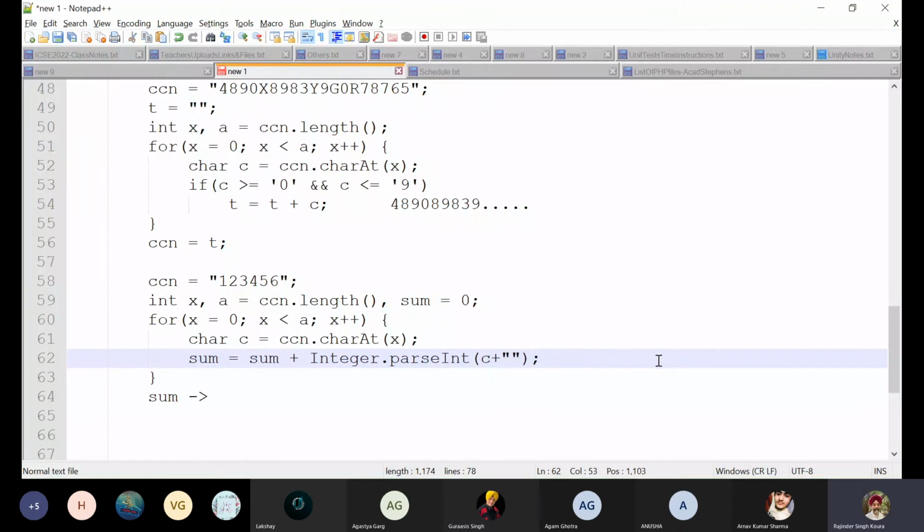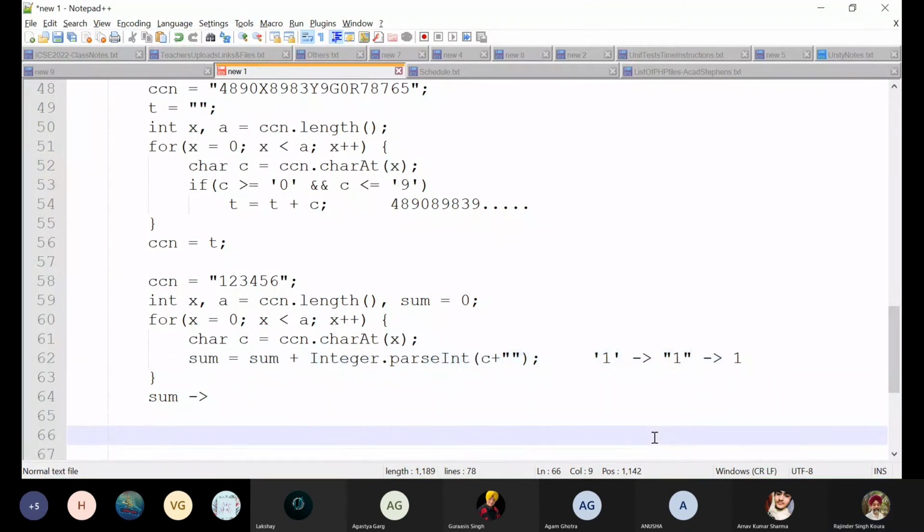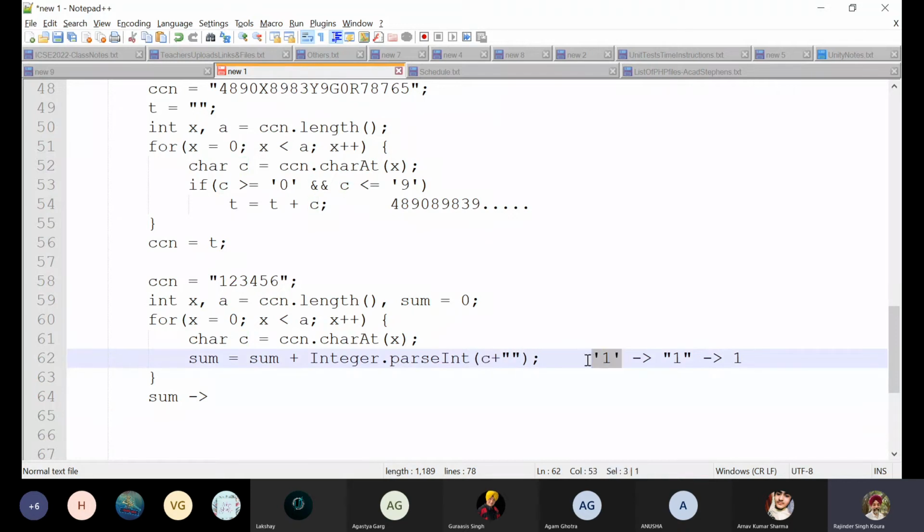So actually the first character that gets extracted will be 1. It will be in this form. Now C plus double quotes is actually going to convert that 1 into this. And integer.parseInt is going to convert that 1 in double quotes into this. So there is a difference, no? Yes or no? So this C is actually only this. C plus double quotes is going to convert it into a string 1. And integer.parseInt is going to convert it into a number 1. And that number 1 is going to be added to sum.